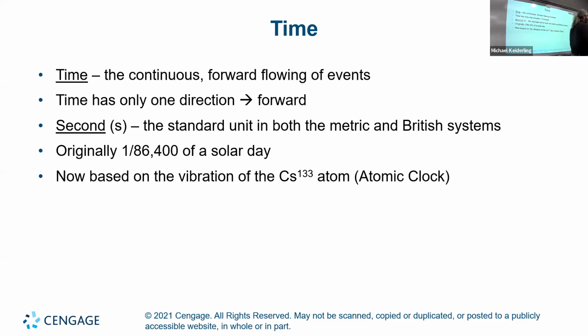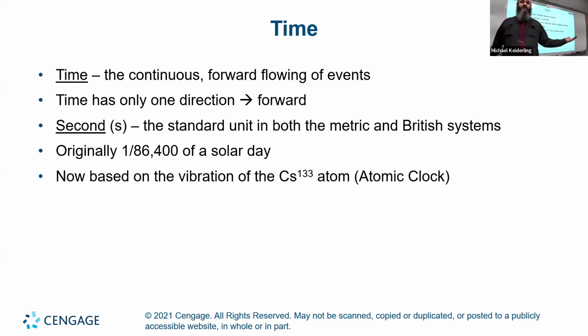The last of these units is time. Both systems use the same unit of time. That is the second. Time only goes forward. Why time only goes forward is not known. That's one of those very difficult questions that has not been answered. But time only seems to go forward. The second is the standard unit of time, both the metric and the British system.